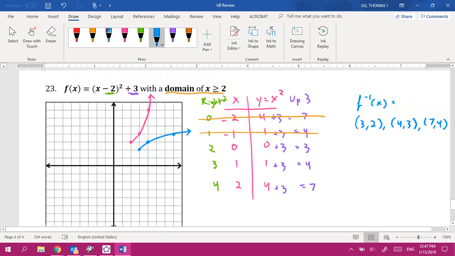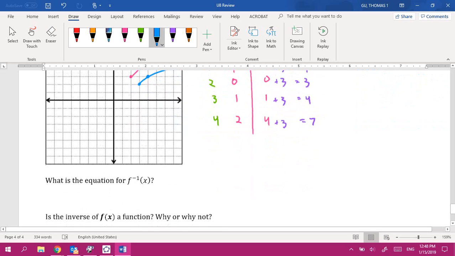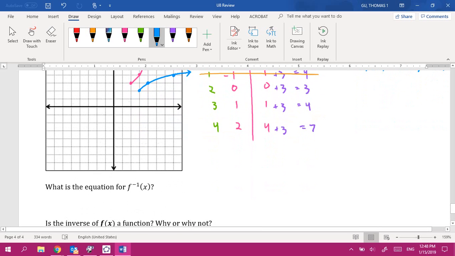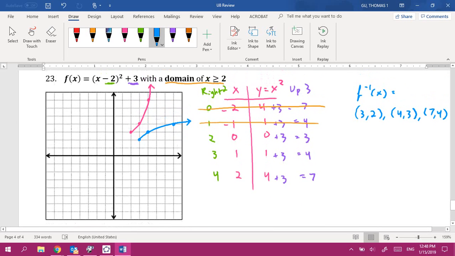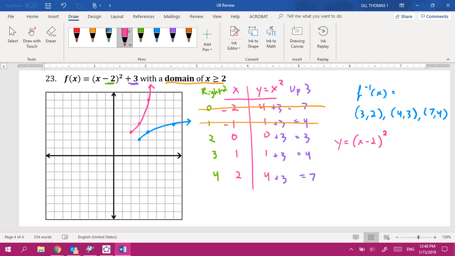So there we go. We have graphed the original. We've graphed the inverse. Next, it wants us to answer the questions that they ask us. So it says, what is the equation for f inverse of x? So we need to find the equations. So we're going to take our original, which is y equals (x minus 2) squared plus 3.